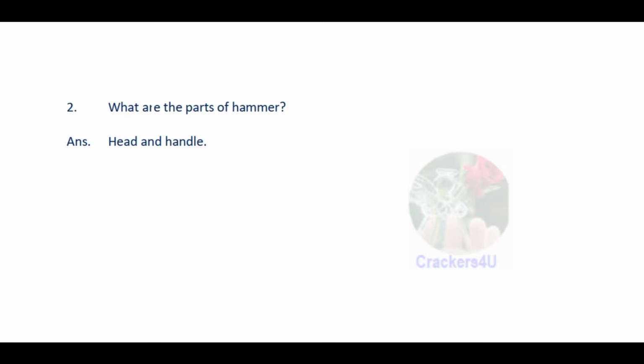What are the parts of hammer? Answer, head and handle.